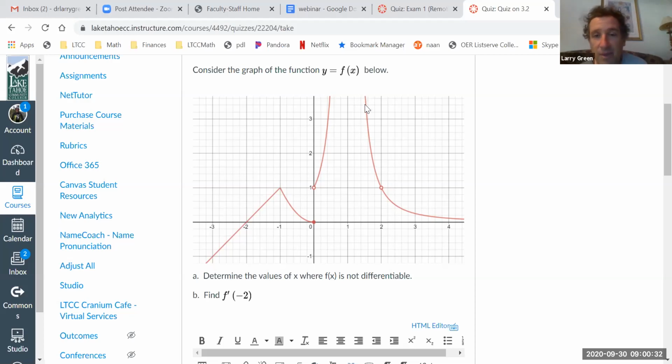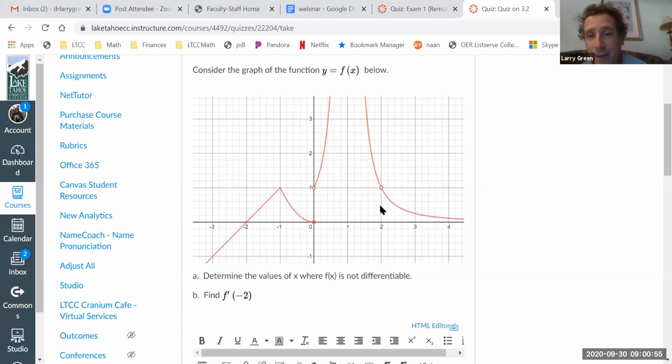So then we move along and slide. How about at x equals 2? There's something interesting going on there. Is it differentiable? No, because it's a removable discontinuity. Yeah, if it's not continuous, it's not differentiable. That was a big theorem. And having a hole makes it not differentiable.